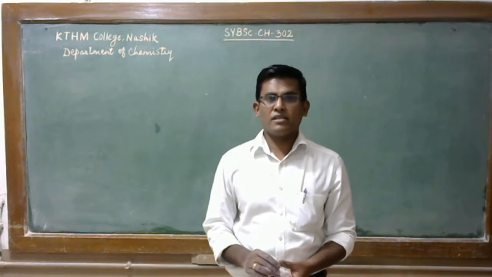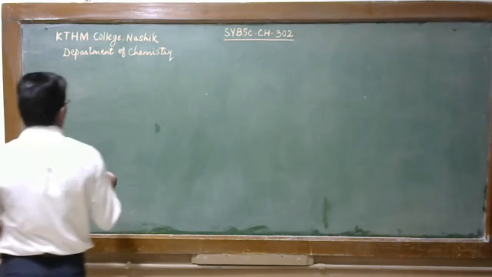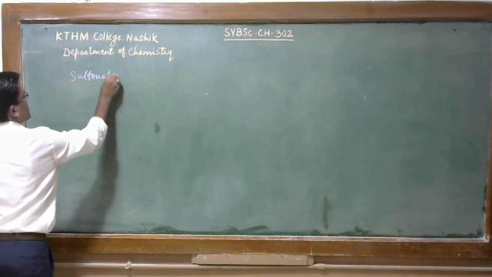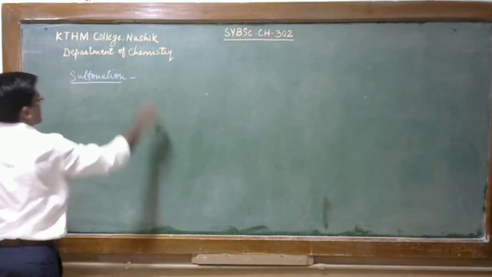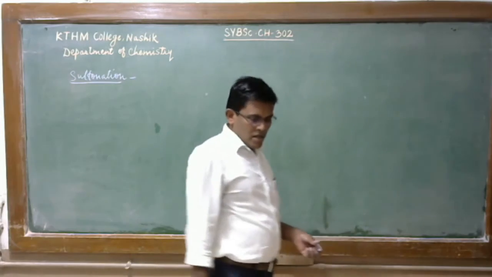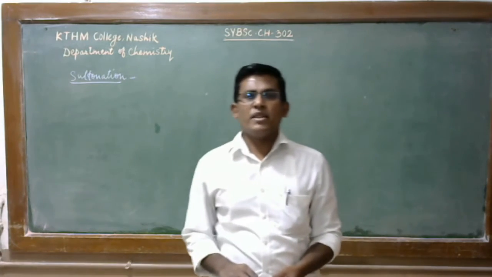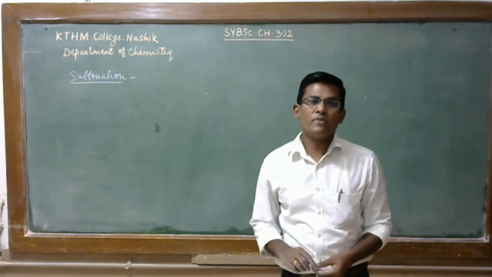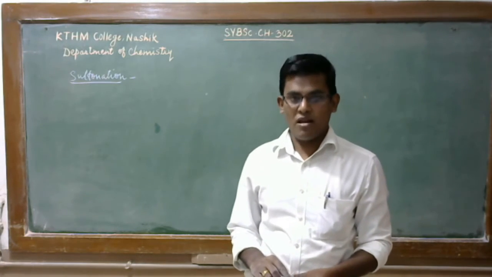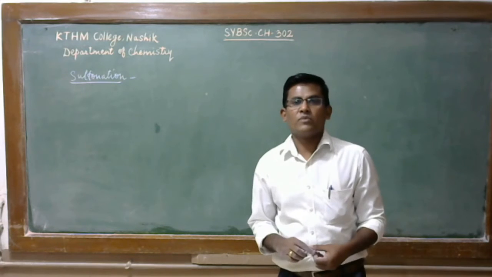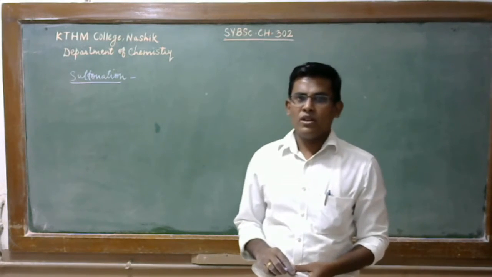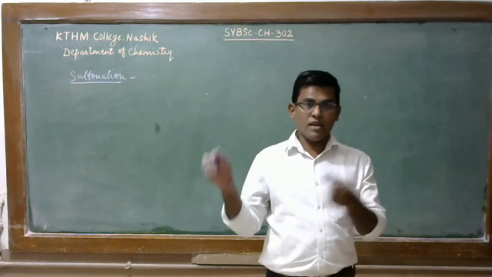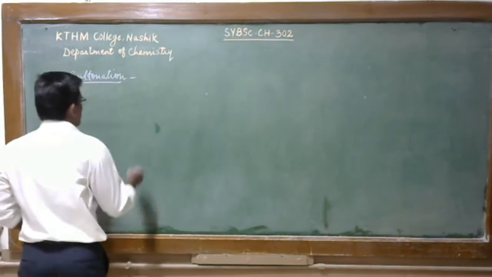Okay, fourth reaction is the sulfonation reaction. In this reaction, when benzene reacts with the fuming sulfuric acid, that is a mixture of sulfuric acid and sulfur trioxide, it gives rise to benzene sulfonic acid. So in benzene, one hydrogen will get replaced with the SO3H group. So let us see this reaction.